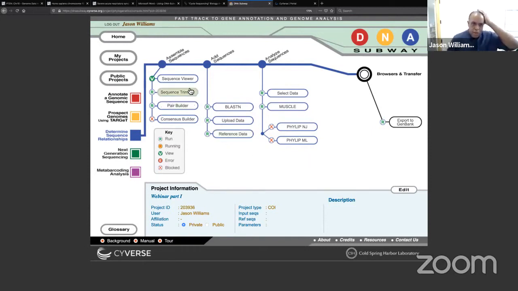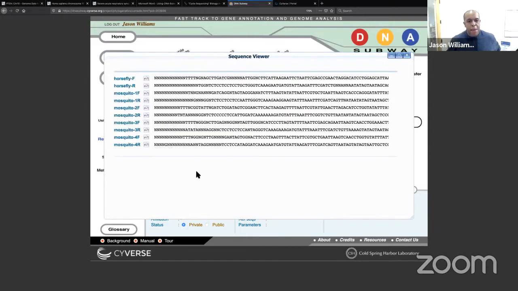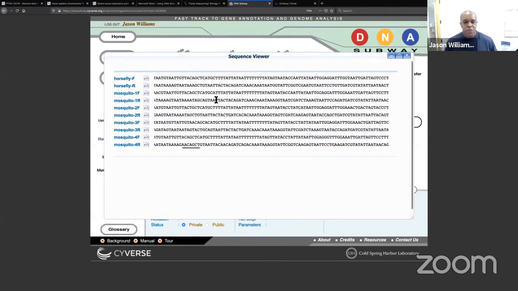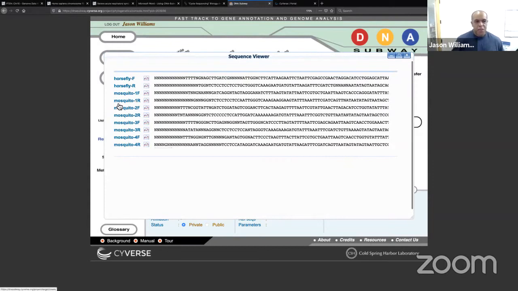So the very first thing we want to do is go to this thing called Sequence Viewer. And amazingly, what we have here are some mosquito data, some mosquito DNA. I can scroll across, and let me give you a little bit more detail. Number one, you'll see that we have two things that are not mosquitoes at all. These are horseflies.